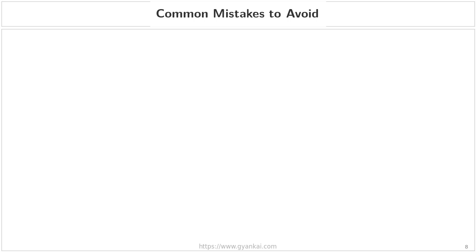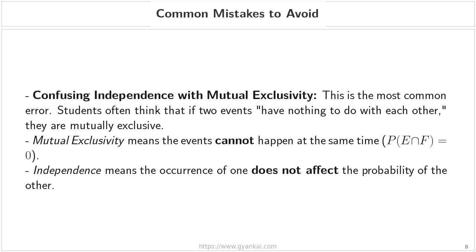Common mistakes to avoid. First, and most importantly, please be careful not to confuse independence with mutual exclusivity. This is arguably the most common error in probability theory. It is very tempting to think that if two events have nothing to do with each other, they must be mutually exclusive. However, these are two very different concepts. Remember, mutual exclusivity means that the two events simply cannot happen at the same time. In mathematical terms, the probability of event E intersection event F equals 0.